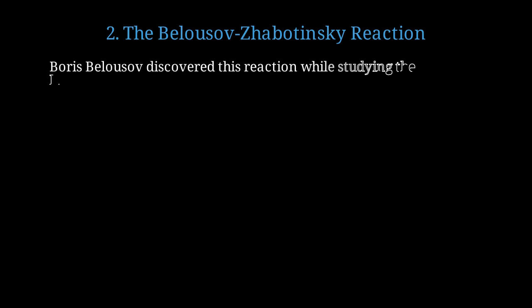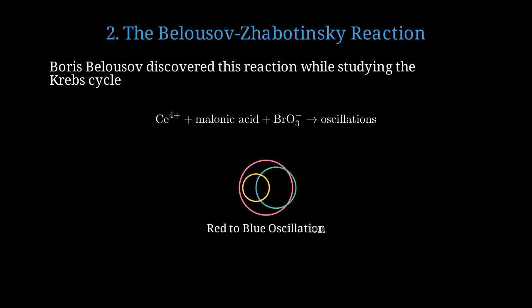Boris Belousov discovered this remarkable reaction while trying to model the Krebs cycle, a fundamental metabolic process in living cells. The reaction involves cerium ions, malonic acid, and bromate ions in an acidic solution, producing stunning color oscillations. The solution oscillates between red and blue colors as cerium ions switch between oxidation states, creating a mesmerizing visual display.